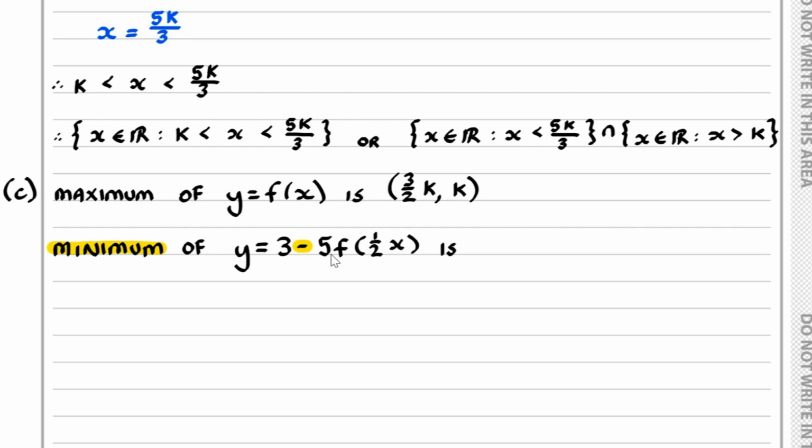The minimum of 3 minus 5 lots of f over 1/2 x, well, the 1/2 x suggests to us we need to stretch by scale factor 2. Let's just write that down. We have to stretch scale factor 2 in the x direction. So, multiplying 3 over 2k by 2, we would have 3k for the x coordinate of the minimum, and for the y coordinate, we multiply k by minus 5 and then add 3. So we have 3 minus 5k for the y coordinate of the minimum of this.